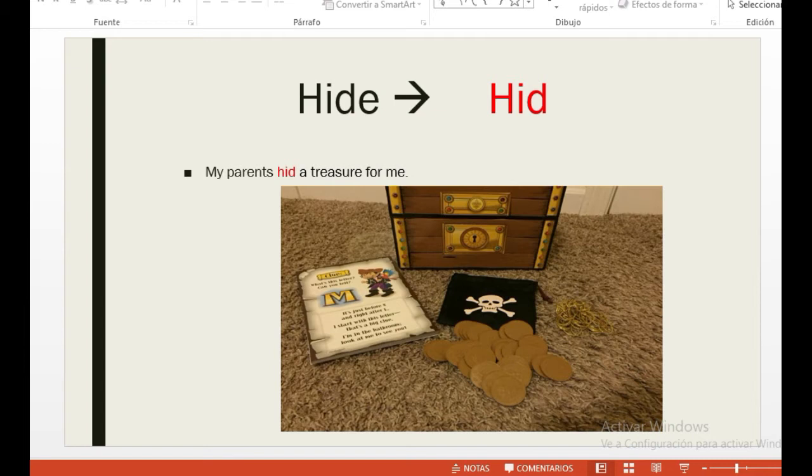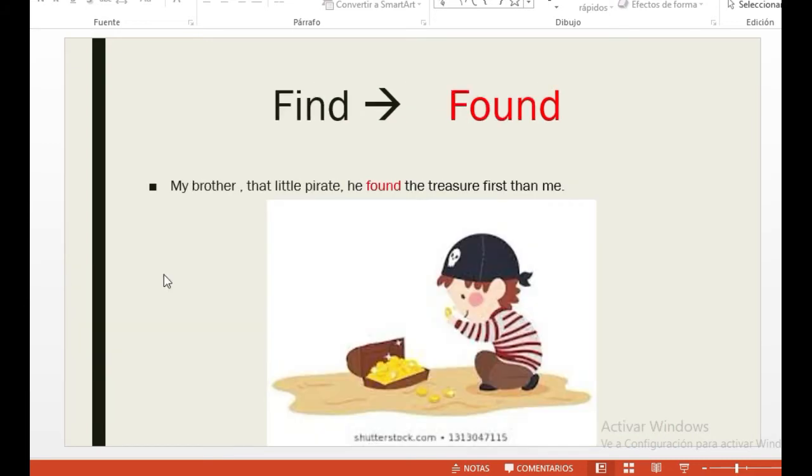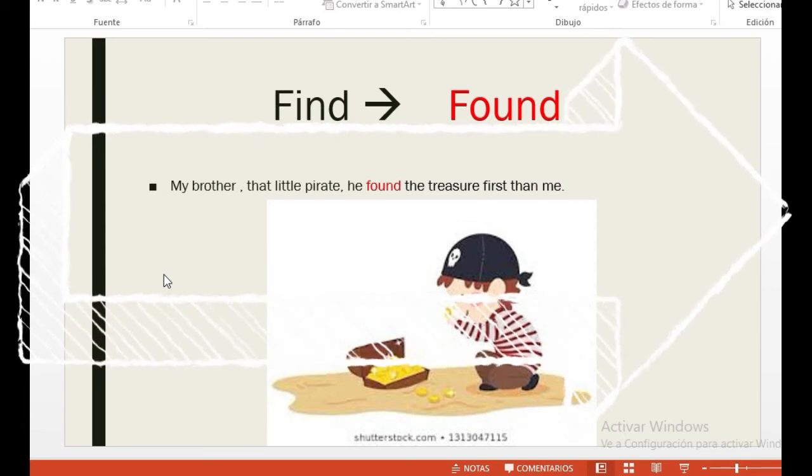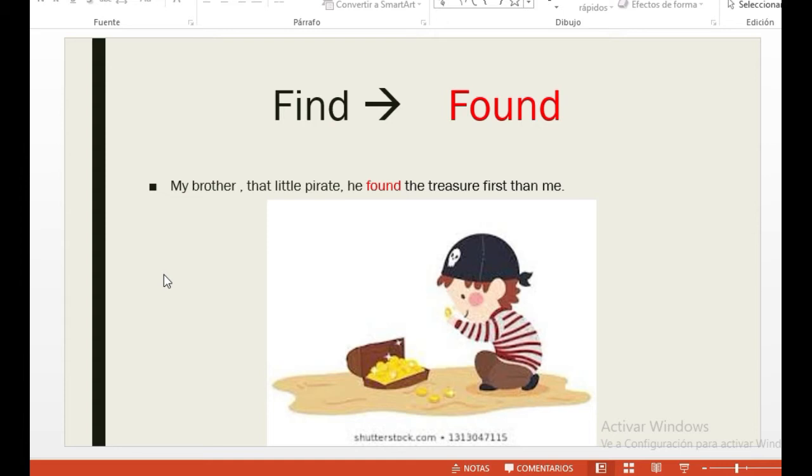Our next word is find. Find is in present, and in past is found, right? So my brother, that little pirate, he found the treasure first than me. Oh my god, he is so lucky. He found the treasure first than me. How was that possible? But he did it. He found the treasure first than me. So maybe he's going to share the treasure with me.